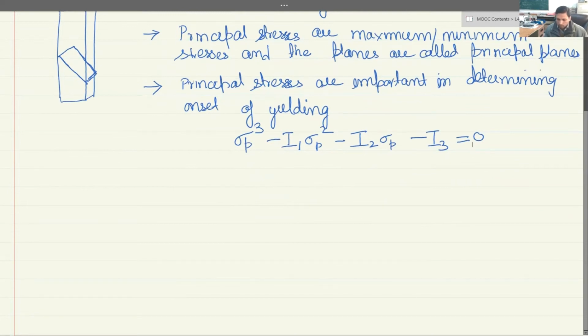As you can see, this is the equation. Sigma p is the variable, and the roots of this equation give you the 3 principal stresses. As you can realize, there will be normal stresses along the 3 directions, so 3 roots would be found, and therefore we have a cubic equation. The roots of this equation give the principal stresses.